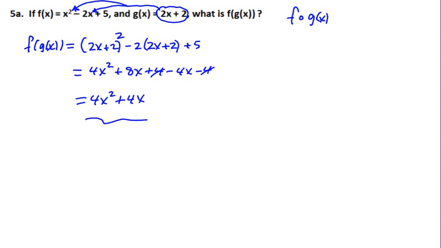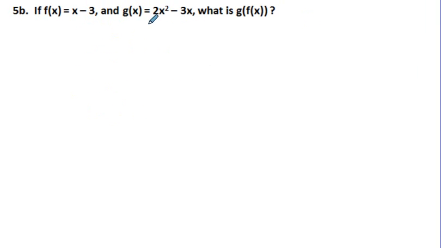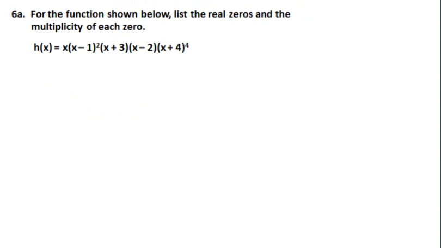And then on 5b, we have g of f of x. So for this one, we're going to have to take that f and plug that back into the g over here. Next, 6a, for the function shown below, list the real zeros and the multiplicity of each zero.